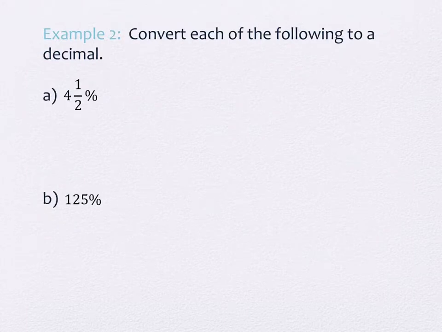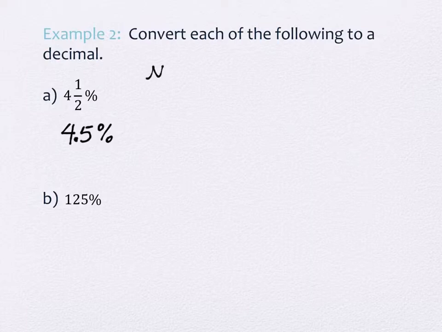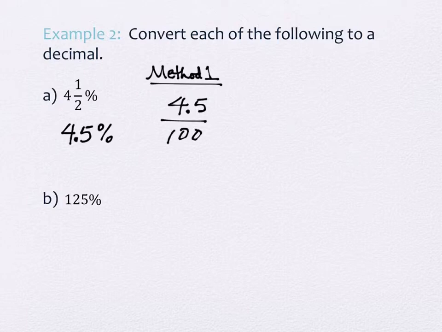All right, so the first one is 4 1/2%. This one's not too bad to do. You might as well write it as a decimal, right? That's what we have. If you think of it from method 1 perspective, I would then be taking 4.5 and dividing by 100. And if you grab your calculator, what will that give you? 0.045. Yes, ma'am.